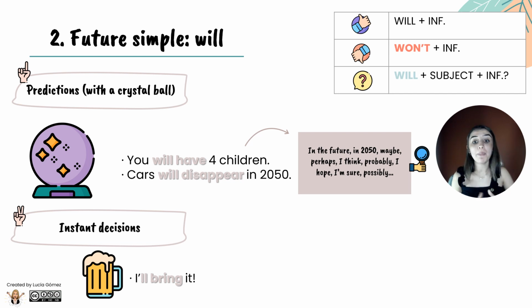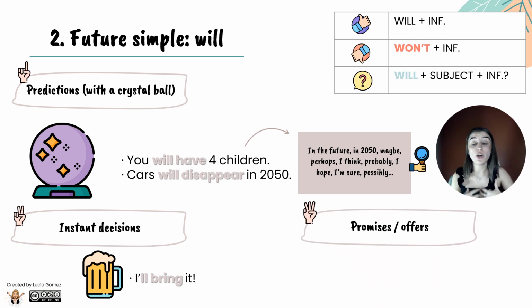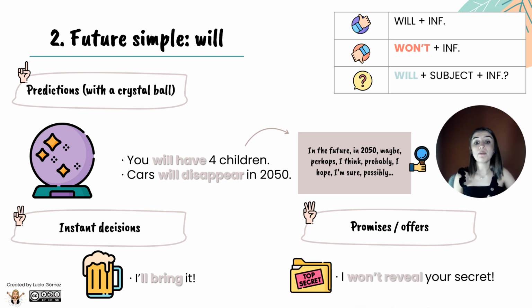And finally, apart from using will for predictions with a crystal ball and for instant decisions, we also use it for promises or offers. Me ofrezco a hacer algo, que sería un poco parecido quizás a los ejemplos de instant decision, but also for promises. Something like, if you tell me a secret, I could say something like, no worries, I won't reveal your secret. No revelaré tu secreto. So these are the three main uses of future simple, or more precisely will.